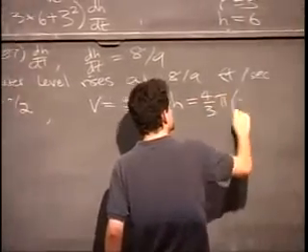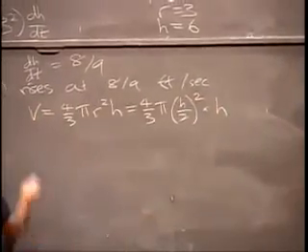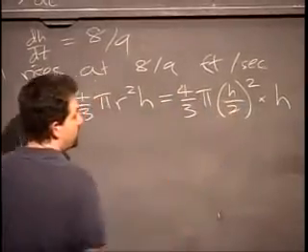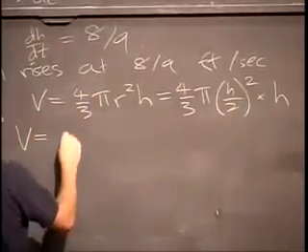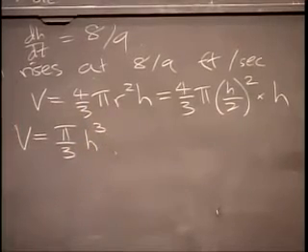4/3 pi h over 2 all squared times h. In other words, V is equal to 4 over 4. So that cancels out, and we just get pi over 3 h cubed. That's a little bit simpler, isn't it?